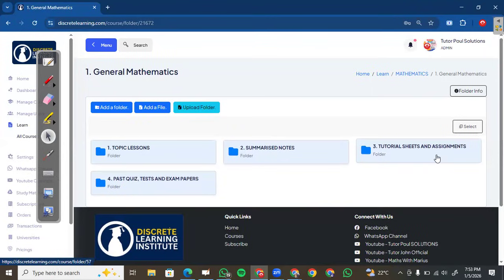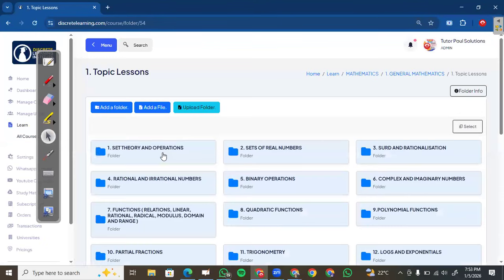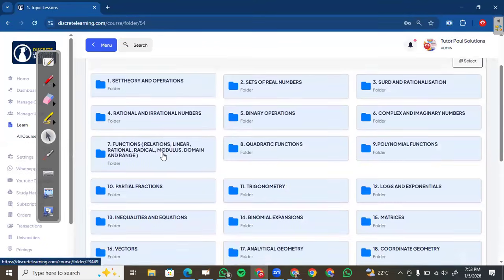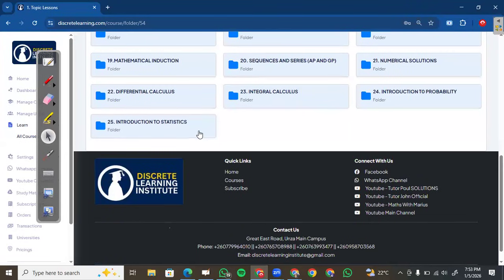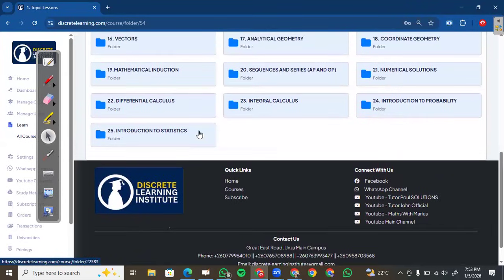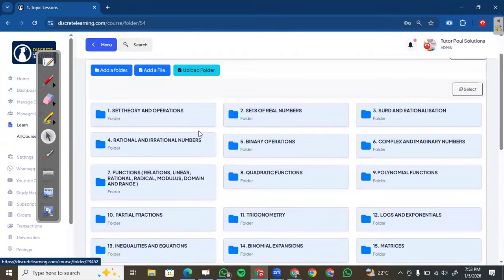So in here, there are tutorial sheets. They are solved in video form. Here, there are past quiz, test, and exam papers solved in video form, well explained for you to learn at your own time. Here, there are summarized notes. And then here, topic lessons. Let me show you. When you go to the topic lessons, they are well arranged, from sets all the way to introduction to statistics. That is, if at your university you go all the way up to introduction to statistics.